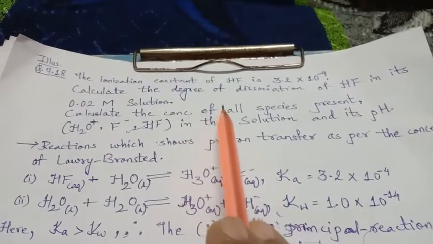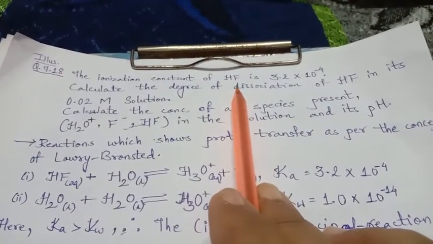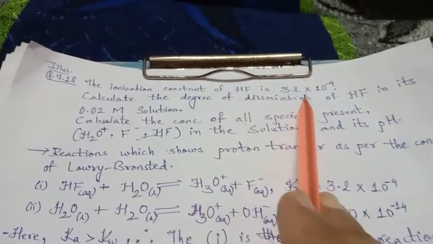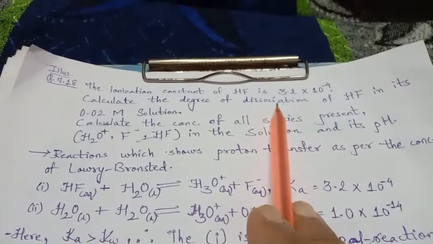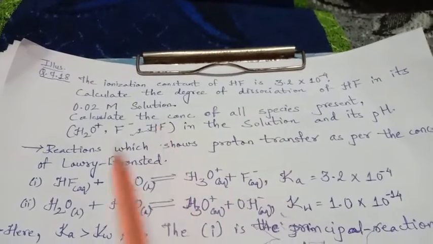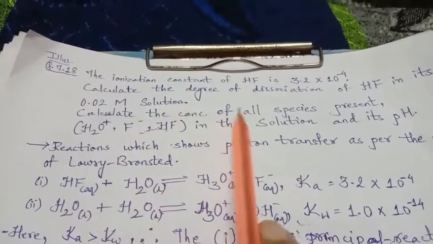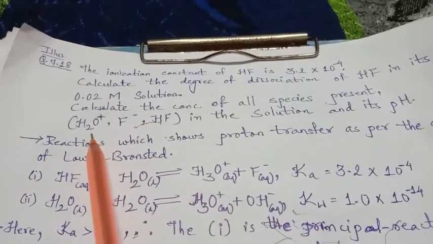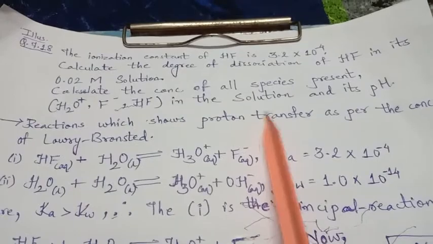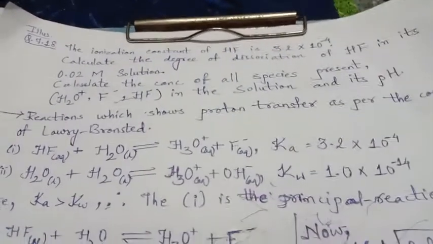Calculate the concentration of all the species. Whatever the species are reacting here, HF will react with water, so HF, water, H3O. When HF separates, H will be separated and F will be separated. So the concentration of F as well as H and H3O plus, all the species. Calculate the concentration of all the species, C, H3O plus, F minus and HF in the solution, and then calculate the pH. So let us first see now.